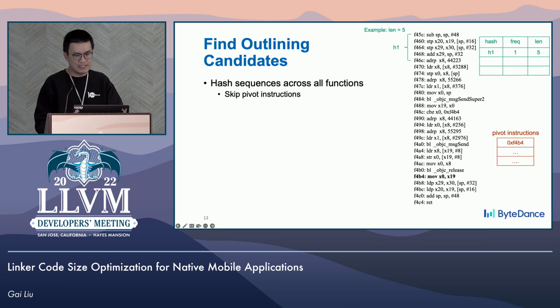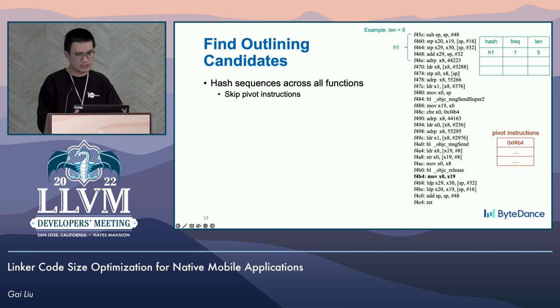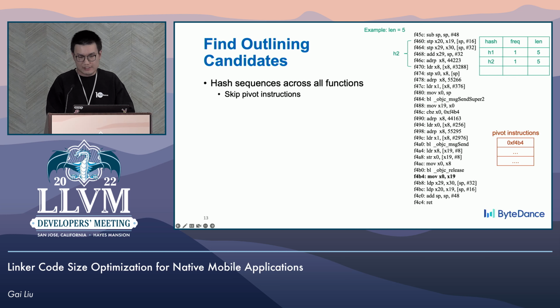The next step is to collect sequences of instructions to outline. We call these sequences the outlining candidates. We adopt a simple linear scan-based algorithm where we hash every sequence of a certain length. For example, here we look at every sequence of length 5, then hash each sequence based on its instructions and the relocations, and store the hashes into a table. We go through these sequences one by one while skipping any pivot instructions that we had identified earlier.